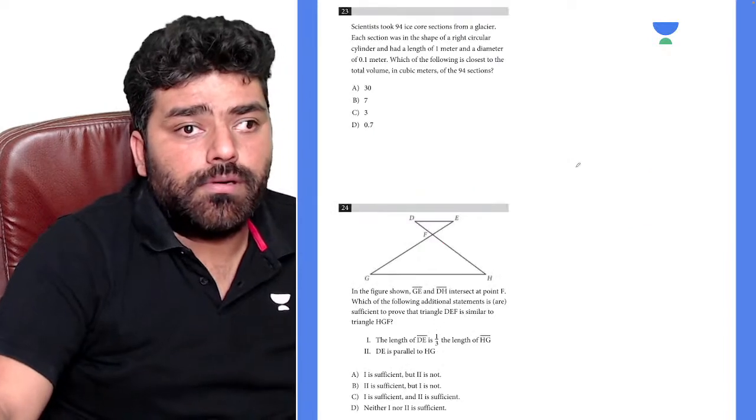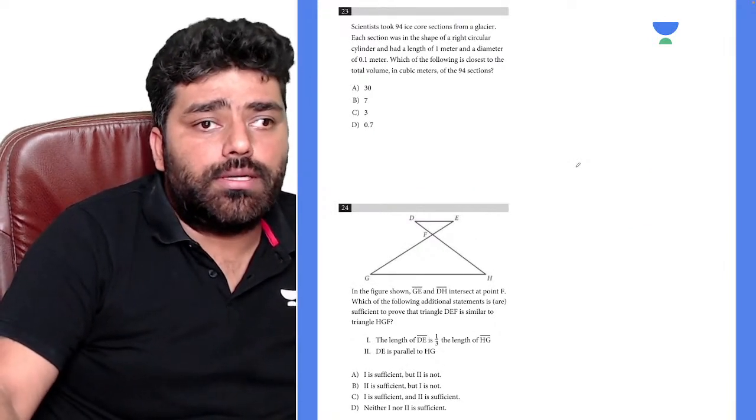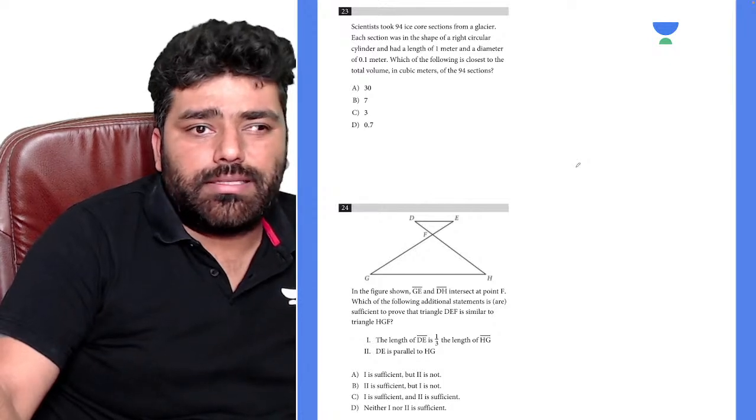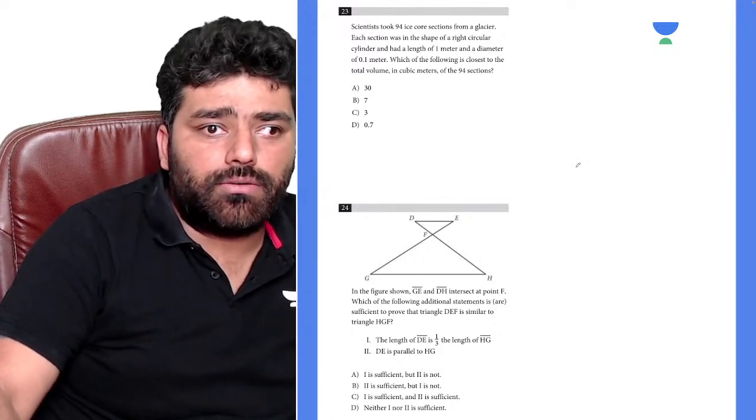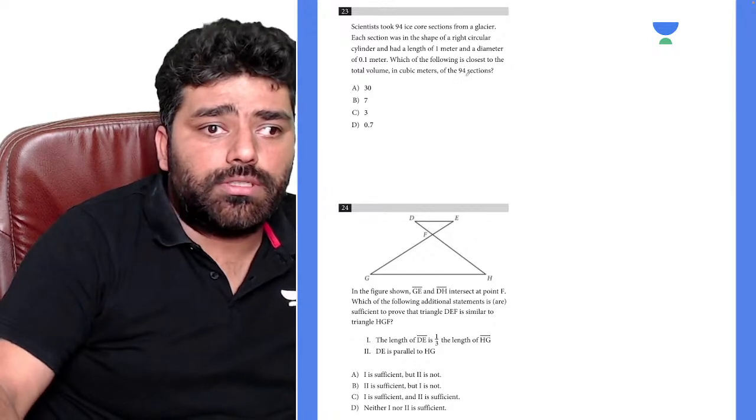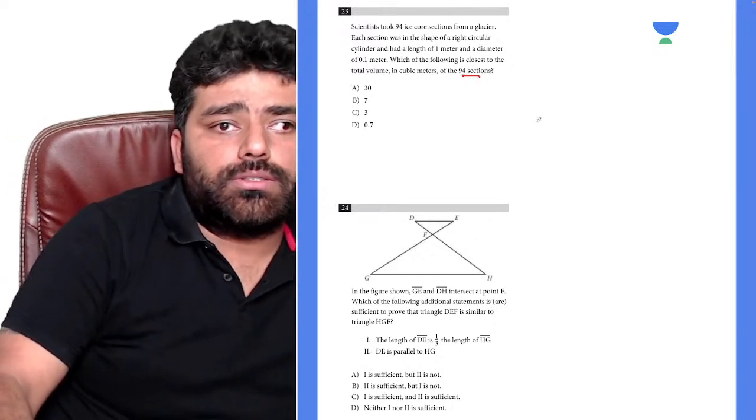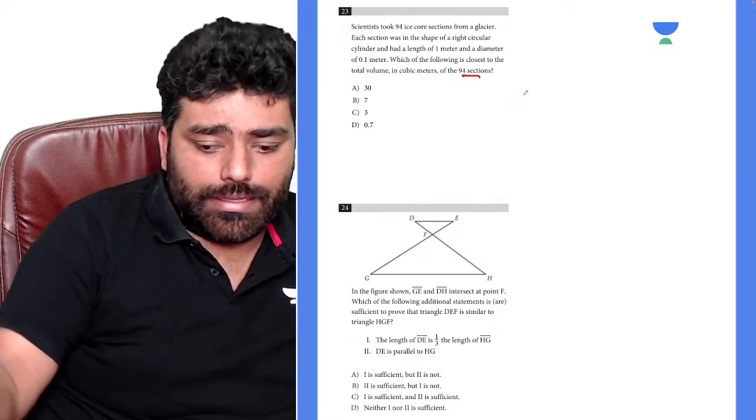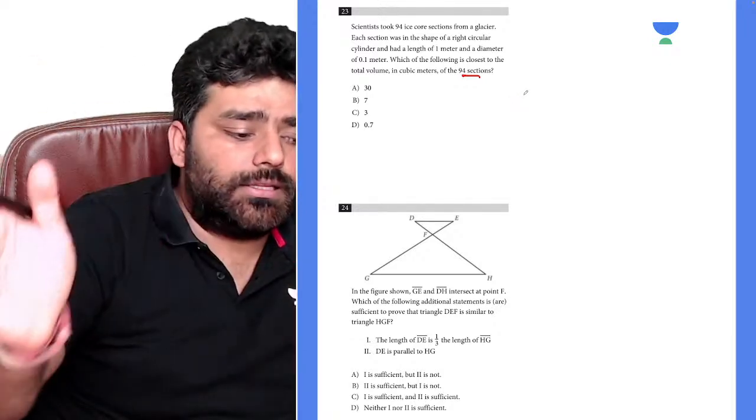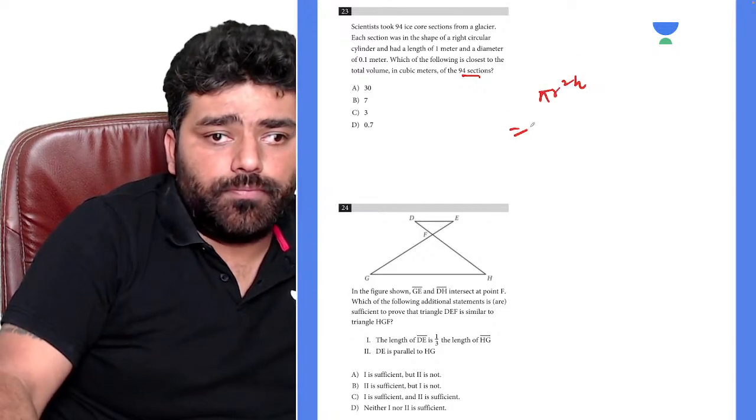Okay. Question number 23. Scientists took 94 ice core sections from a glacier. Each section was in the shape of a right circular cylinder and has a length of 1 meter and a diameter of 0.1 meter. Which of the following is the closest to the total volume? Okay, so you find the volume of one. So what is the volume? These formulas are given already on the first page of the test. So that will be pi r square h.